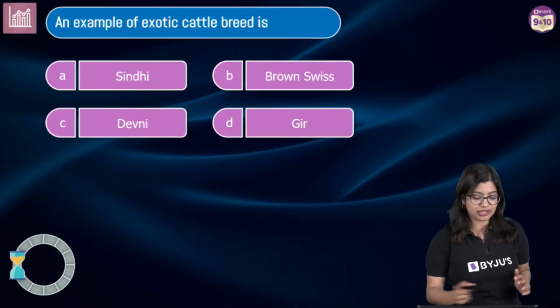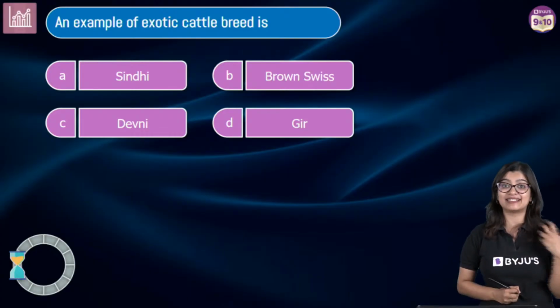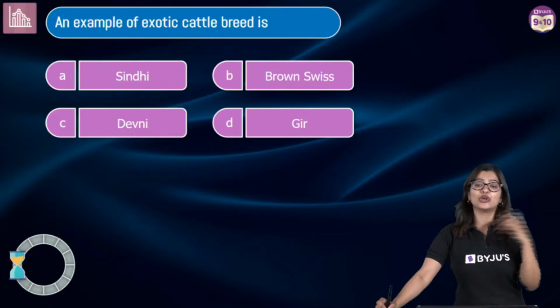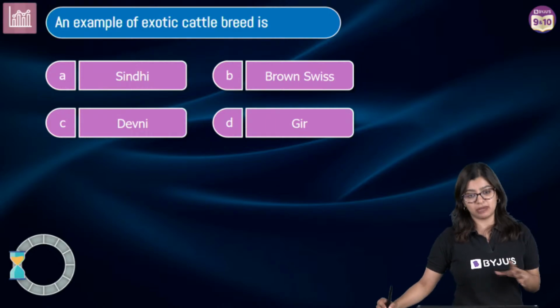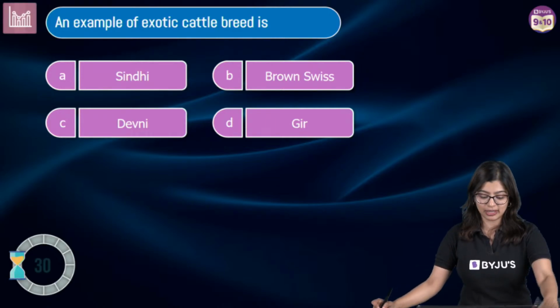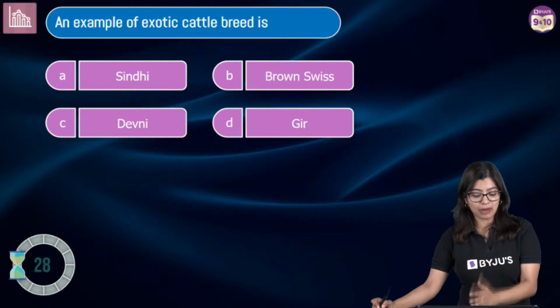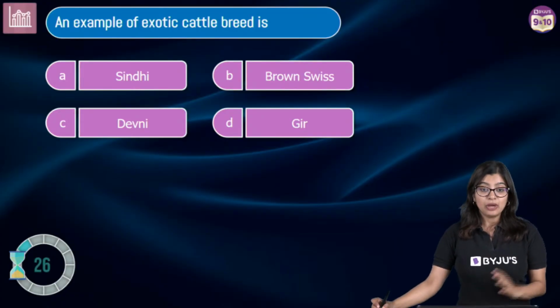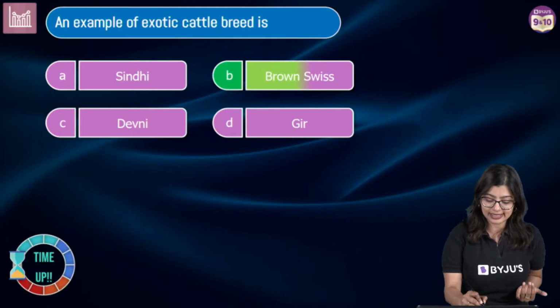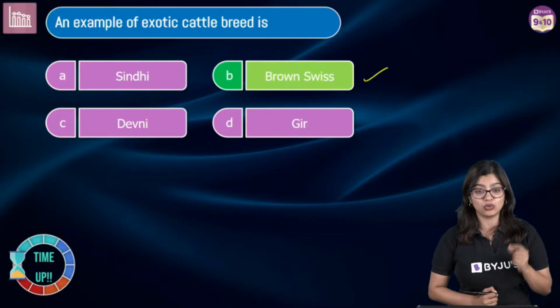So here's a quick question: which among the following is an example of an exotic cattle breed, right? You can pause this video right now to give me the answer. Students who are here in the live class, very quickly you can give me the answer. We have Sindhi, Brown Swiss, Deoni and Gir. But here, as we all know, the correct answer is option B, Brown Swiss.